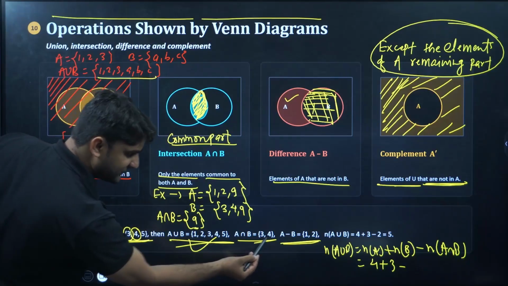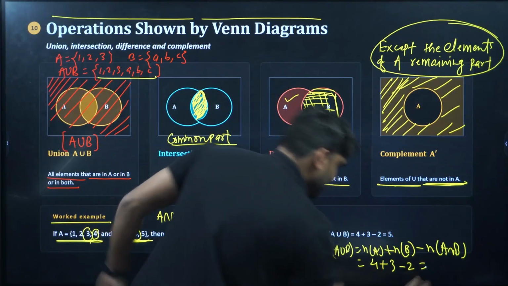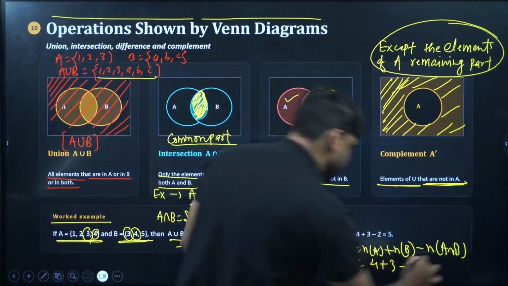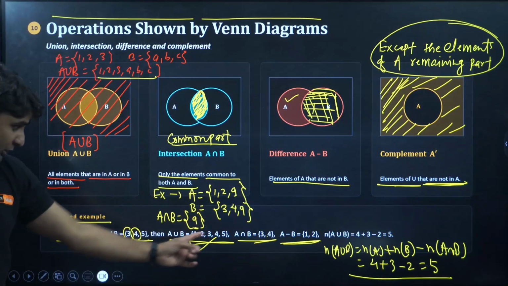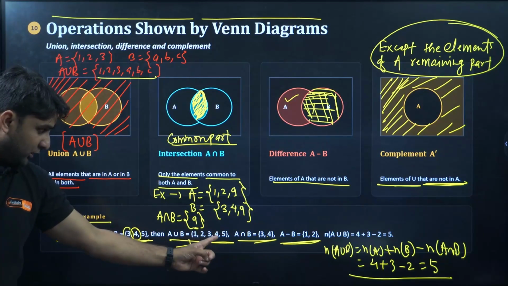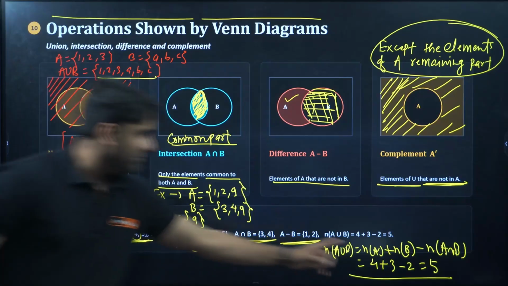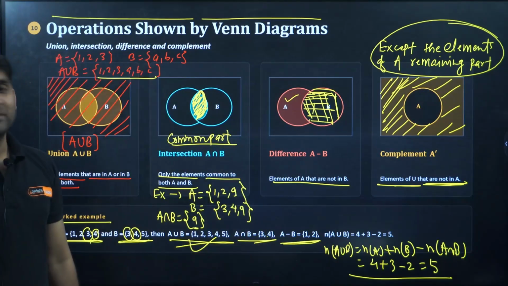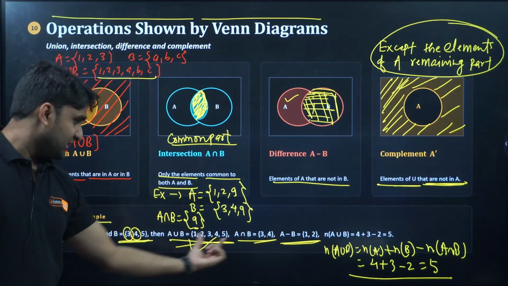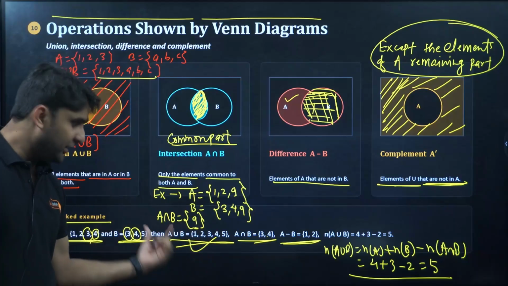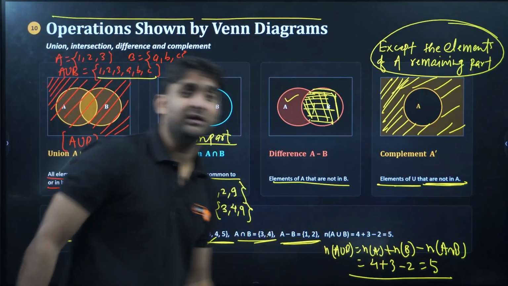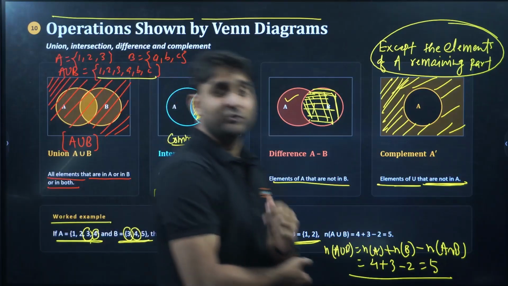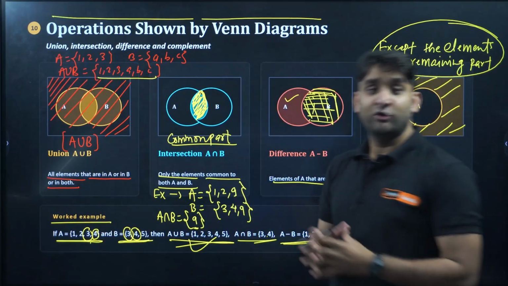Intersection, number of elements: 2. So 4 plus 3 is 7, 7 minus 2 is 5. So this will be the union. And if you count all the numbers in the union, 1, 2, 3, 4, 5, wow. By formula we are getting 5. By the approach, according to the rule, we are getting a union of 5 elements, and by the formula we are getting union 5, the same number. So this is all about the operation of Venn diagram, guys.